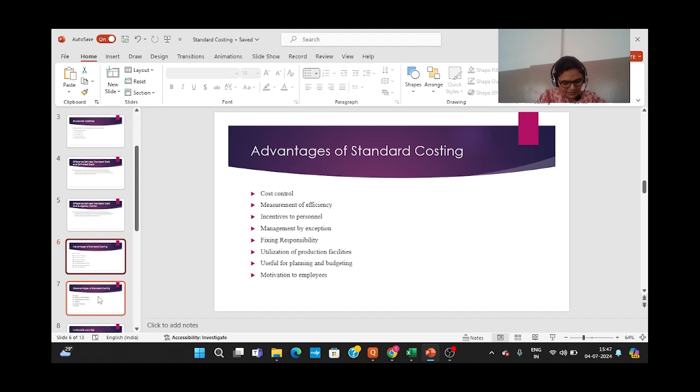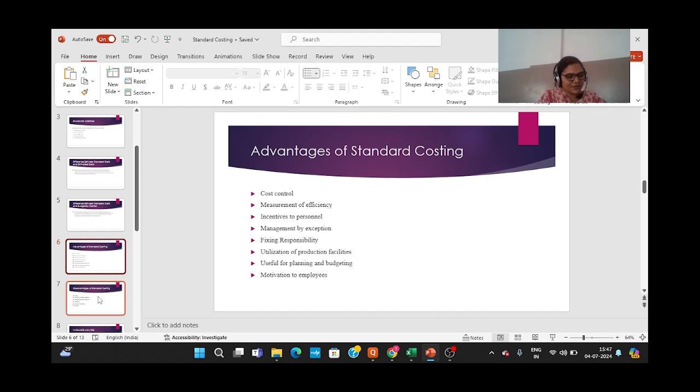Incentives to personnel. Standard costing helps to identify and measure the efficiency of individuals. It helps to introduce incentive schemes to those who achieve higher efficiency. Fixing responsibility. Standard cost is a predetermined cost, and when things are predetermined, it is helpful in fixing the responsibility of any sort of deviation or any sort of inefficiency which has arisen.